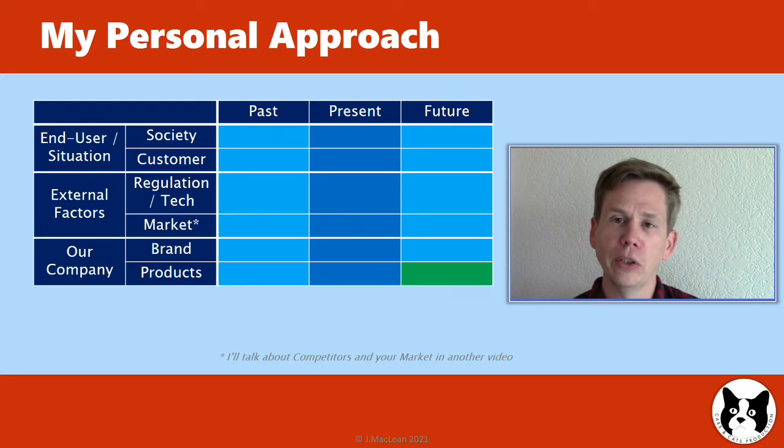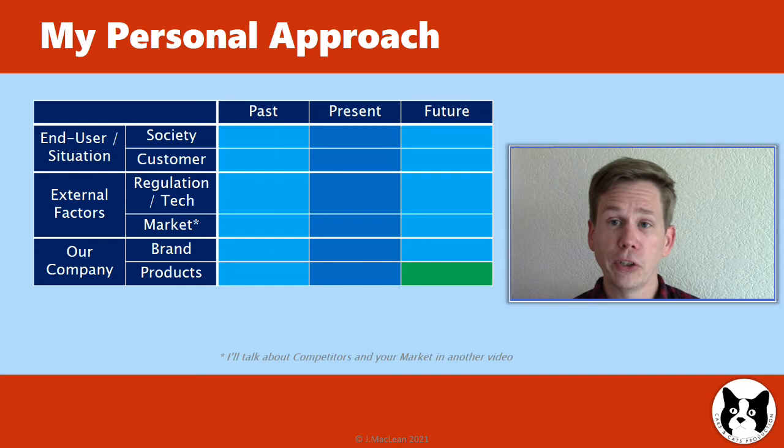In the rows, we have the end user situation. So big picture, I want to look at society. What's happened with society in the past? What's happening with society now? What's happening in the future? I want to look at the customer over those time periods, the specific customer I think I'm targeting. By understanding society, I can understand a bit more about the customer's drives.